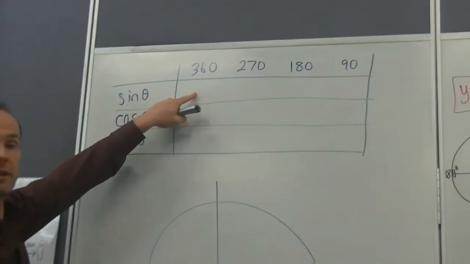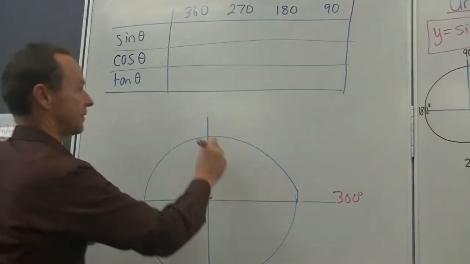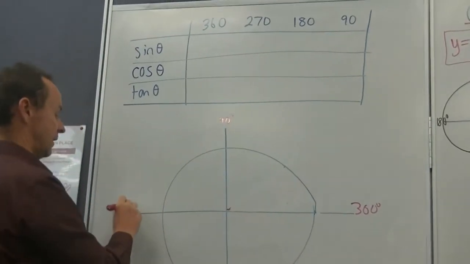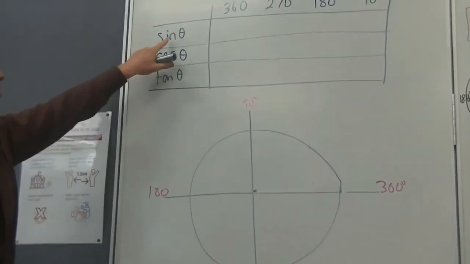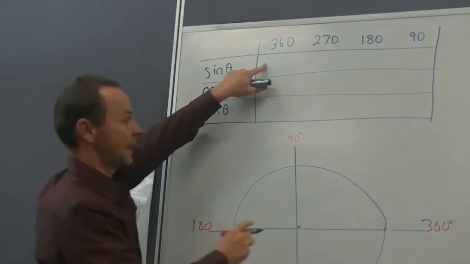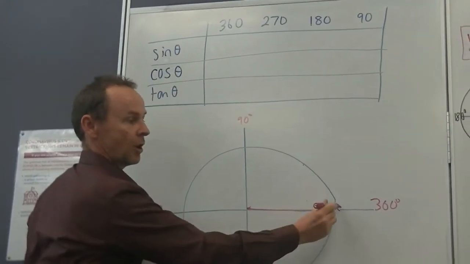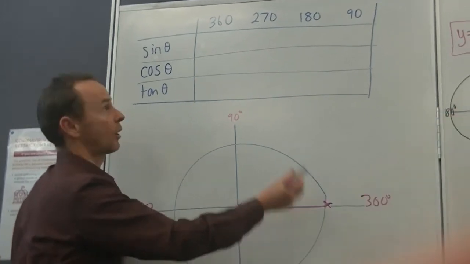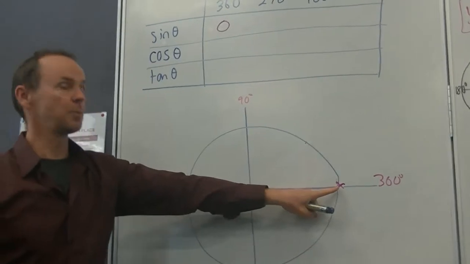Sine of 360. 360 degrees all the way around is back here at 0, or 360. Remember, that's 90 degrees, that's 180, and that's 270 degrees. So sine is the vertical height, and at 360 our point is there. So there's our angle. What is the height at this point? The height is 0, because there's no vertical height at this point.